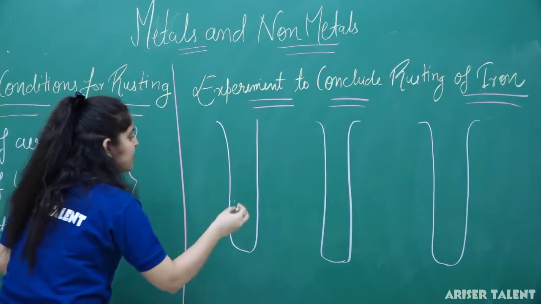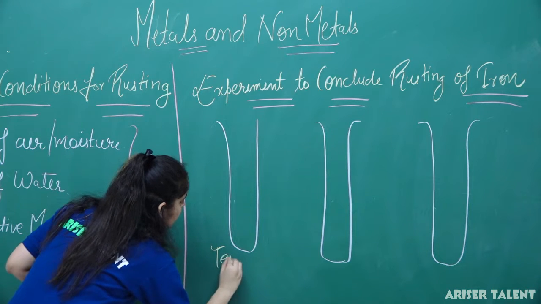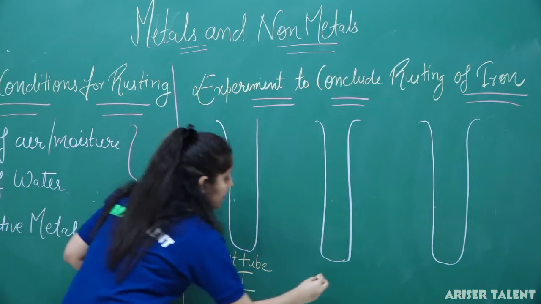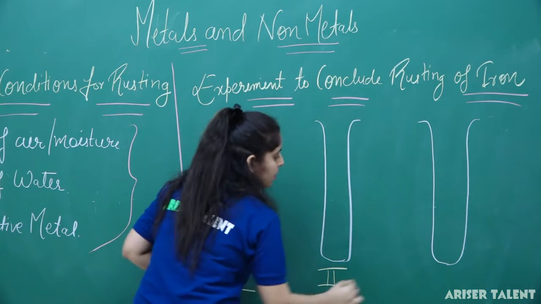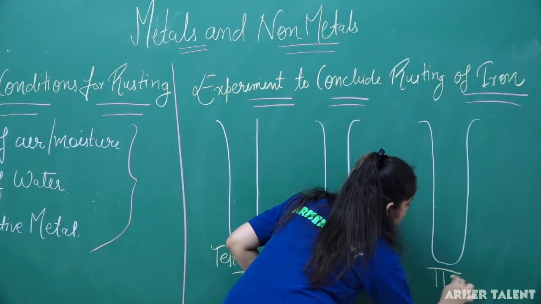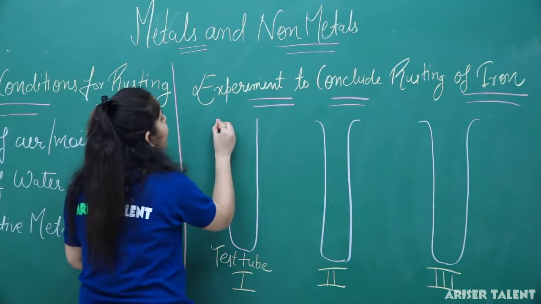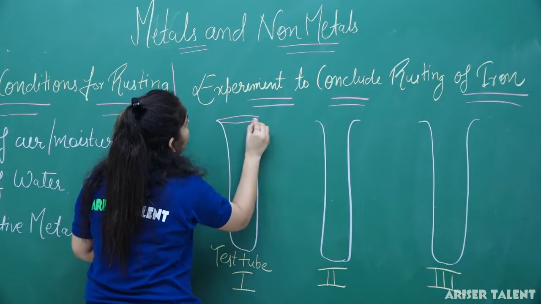we have taken 3 test tubes. This is test tube 1, this is test tube 2 and this is test tube 3. Now, in all these, we have fitted a cork.